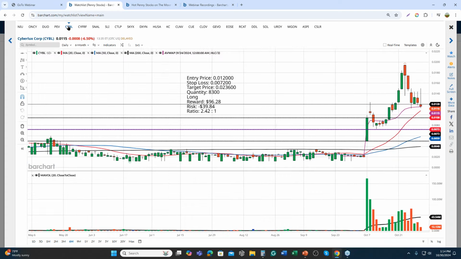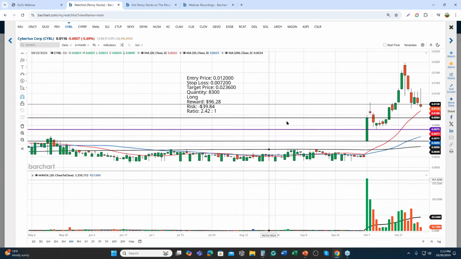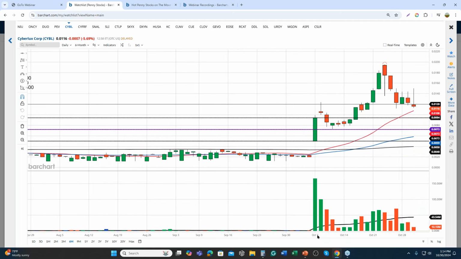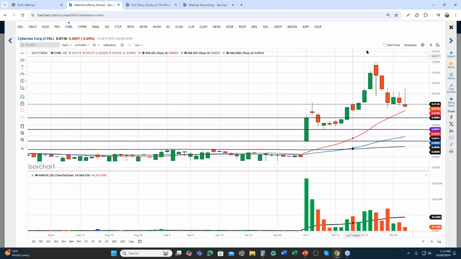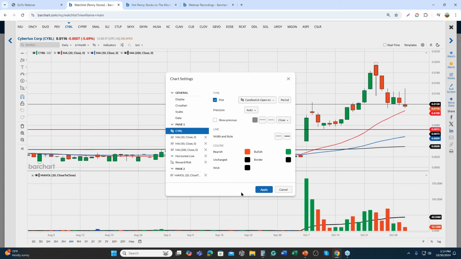So let's do this. Let me come in here and take my VWAP off for a second. So here is a stock. We're going to look at it a couple times here, and let me go back in here. Let me start over. There we go.